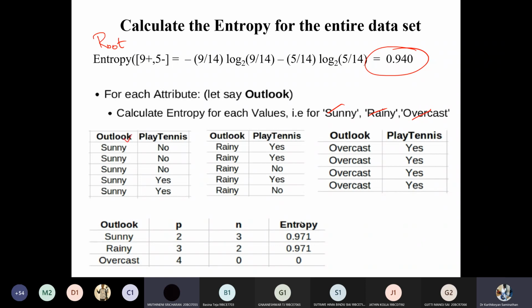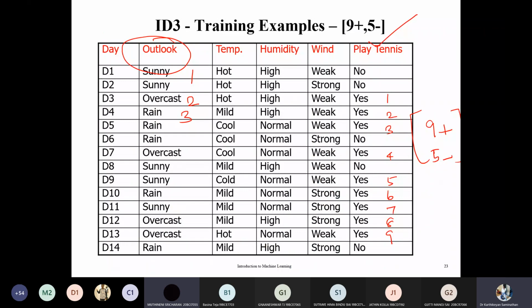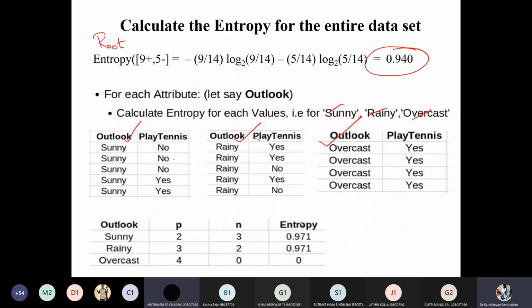Now calculate the entropy value for sunny, rainy and overcast: outlook sunny, outlook rainy and outlook overcast. So how many are playing tennis? For sunny, how many yes and how many no? Sunny has 2 yes and 3 no. See here, P is positive, N is negative. Same for rainy, there are 3 yes, 2 no. Again overcast is all yes, there is no no.